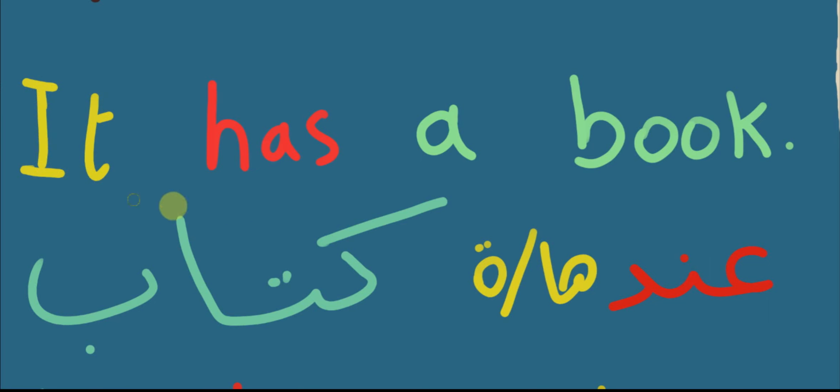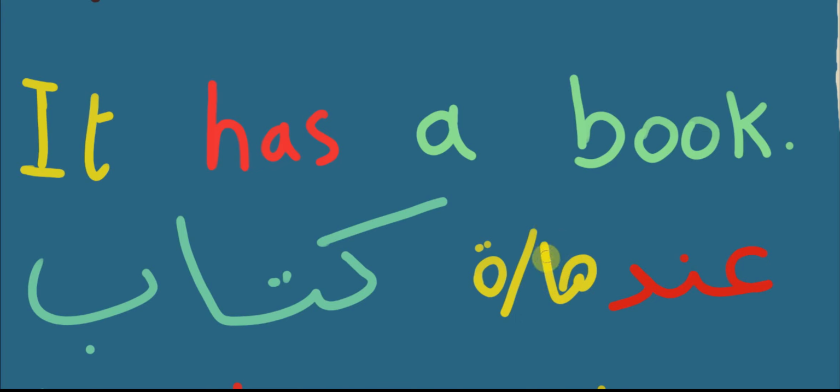So it has. You see, has here goes with the third person singular all the time. Whether it's he, she, or it, you use has in the present tense for have. So it has a book. It has a book.